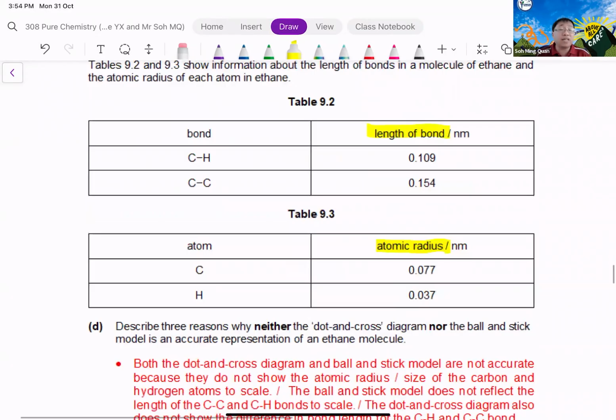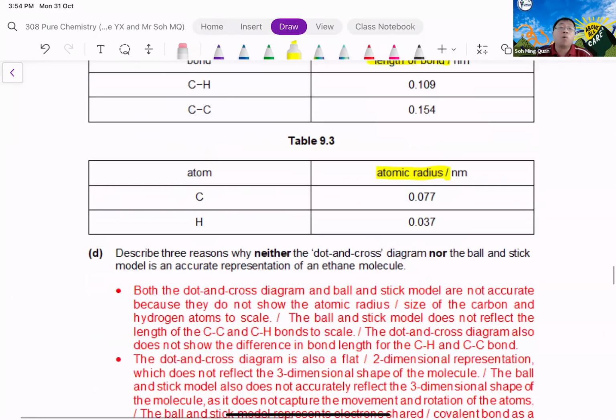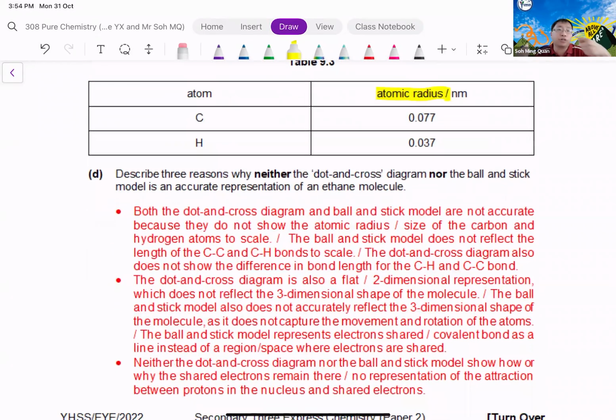Now, if you think that this is very challenging, well, it's challenging if you don't think through the data. That's why it's important to use the data as clues to help anchor your answers. Right? Okay? So this is how you do this question, and this question came from 2020 O-level Pure Chem, paper 2. Now moving on.